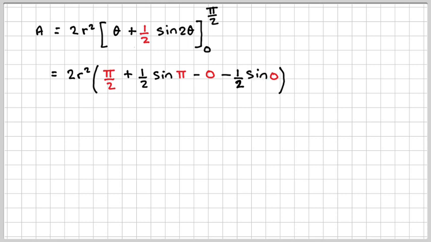Now, the good thing is that sine of pi is 0, 0 is obviously 0, and half of sine of 0 is also 0. So we're just left with 2r squared times pi over 2. The 2s cancel, and lo and behold, we're left with the formula for the area of the circle, which is pi r squared. So this has been a video to show you how to derive the area of the circle formula using integration.